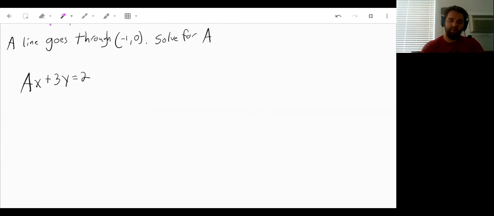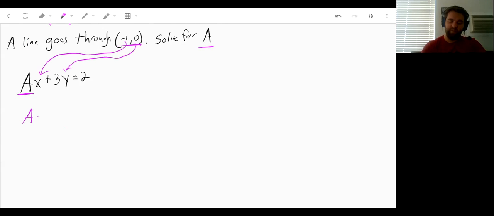Now let's do one more problem-solving question. So we have a line and it goes through this point. We need to solve for a, or in other words, what is that missing coefficient in our standard form equation? Well, just like when we were trying to solve for stuff earlier, we have a point and that gives us an x and a y coordinate. So we can plug this number in for x, this number in for y, and what's left is the a that we're trying to solve for.